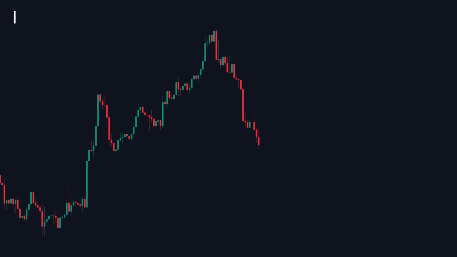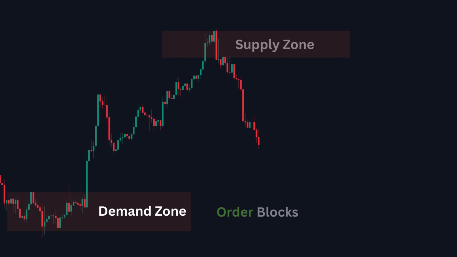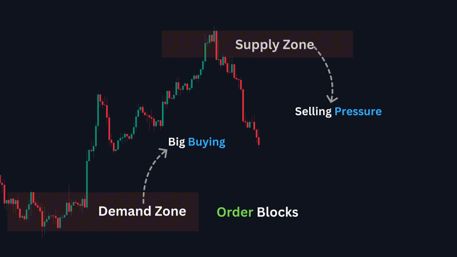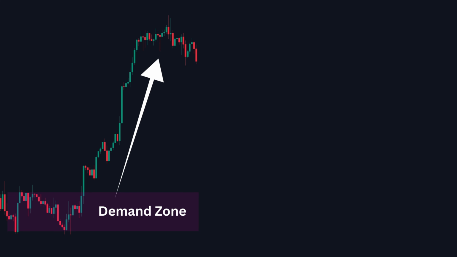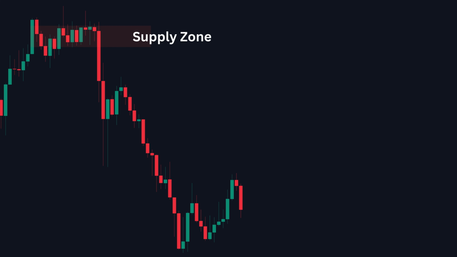Supply and demand, order blocks. Let's go a bit deeper into supply and demand zones, also known as order blocks. These zones represent areas where big buying or selling happened in the past, creating sharp price moves. A demand zone forms when price shoots up from a certain level, showing strong buyer control. A supply zone forms when price drops quickly from a level, showing strong selling pressure.